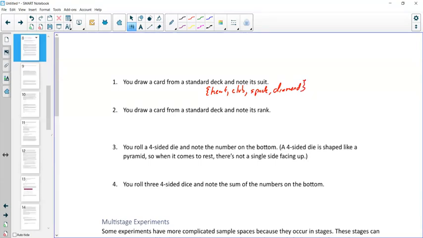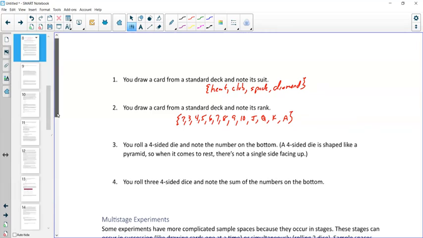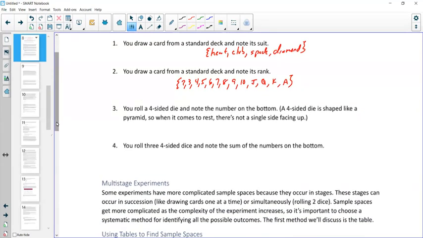You draw a card from a standard deck and note its rank. Well, what are the ranks? We have a 2, a 3, a 4, a 5, a 6, a 7, an 8, a 9, a 10, a jack, a queen, a king, and an ace. Next, you roll a 4-sided die and note the number on the bottom. With a 4-sided die, we're going to assume each side is numbered 1 through 4. So our sample space would be 1, 2, 3, 4.